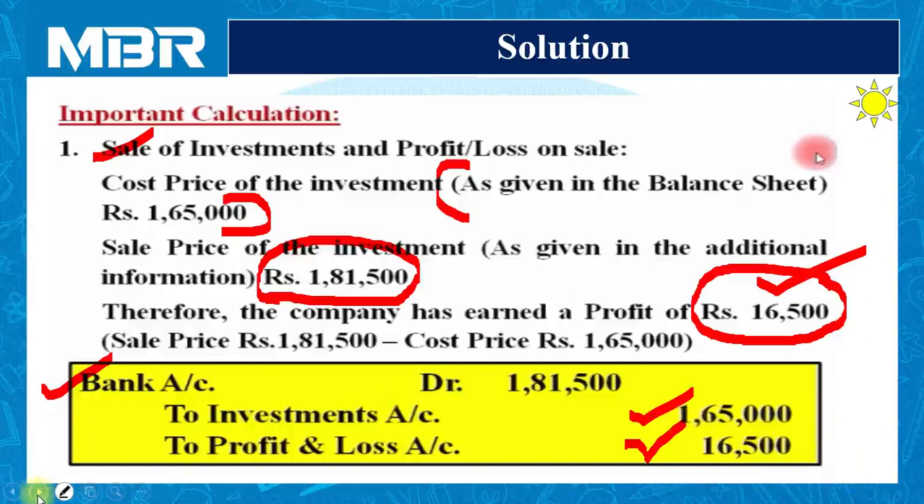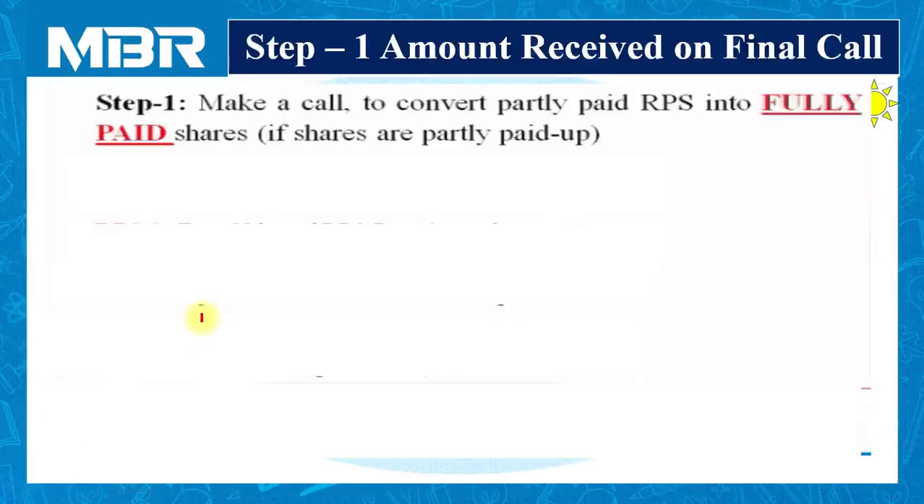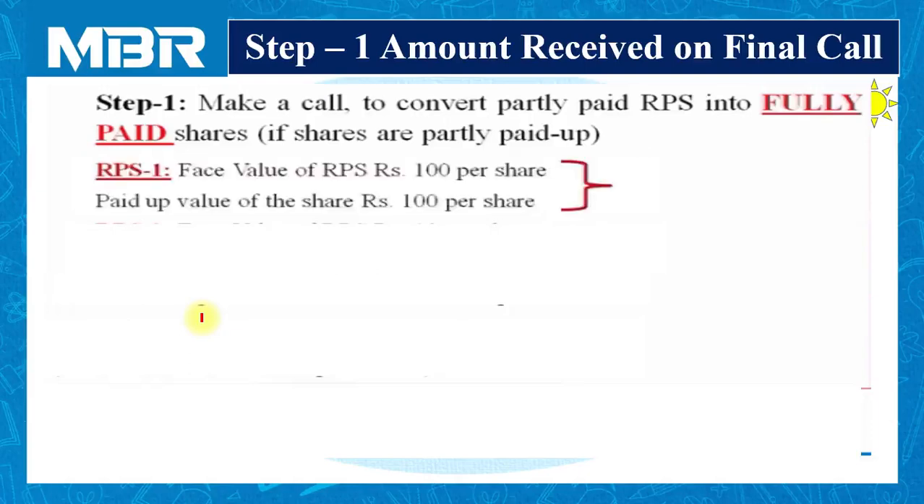After selling off the investment, let us move to the process of RPS redemption. The first and foremost step for the redemption of RPS is to convert partly paid shares into fully paid up. Check the liability side of the balance sheet. On the liability side of the balance sheet, we have two types of redeemable preference shares. So let us decide for type 1.